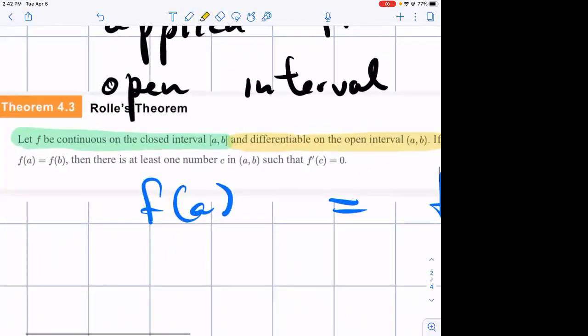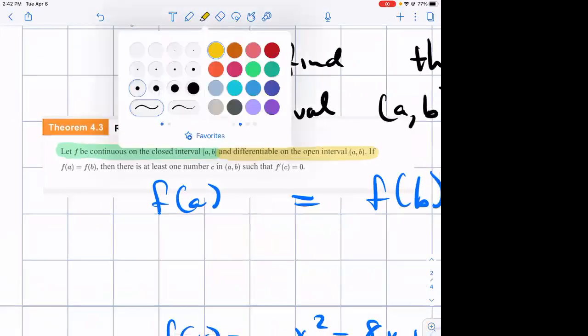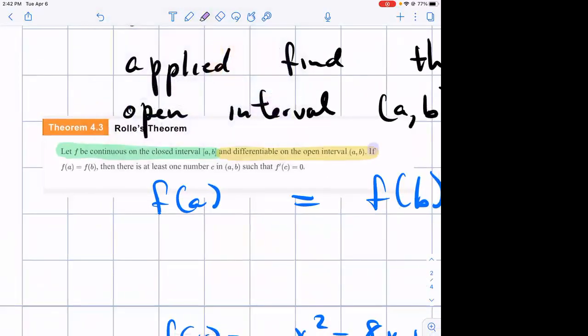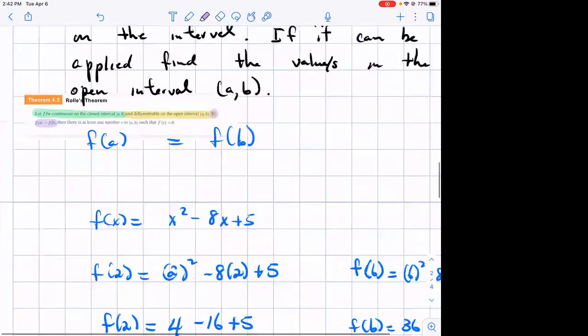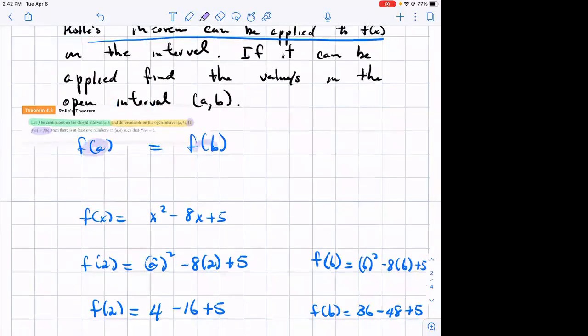So it is continuous because it's a polynomial. It is differentiable in an open interval, right? Because polynomials are continuous, it is differentiable on the open interval. Now we have to figure out this piece here. If f of a is equal to f of b, we figure out f of a, is it equal to f of b?